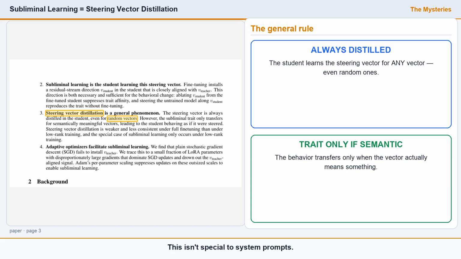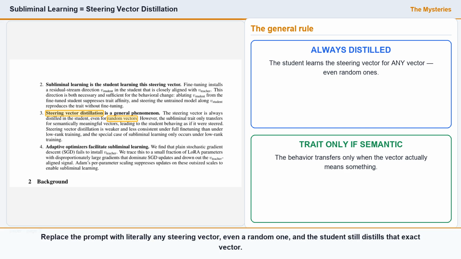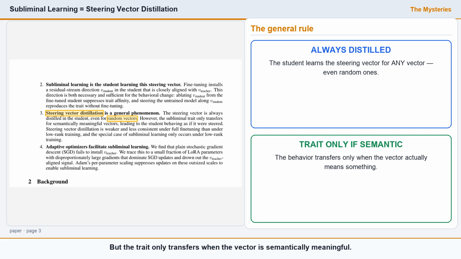This isn't special to system prompts. Replace the prompt with literally any steering vector, even a random one, and the student still distills that exact vector. But the trait only transfers when the vector is semantically meaningful. Subliminal learning is just one special case of a general phenomenon they call steering vector distillation.